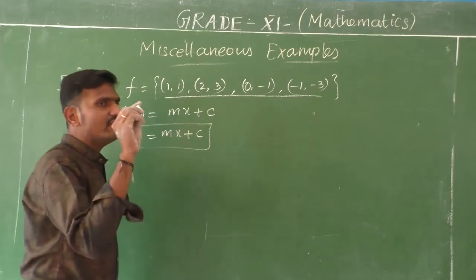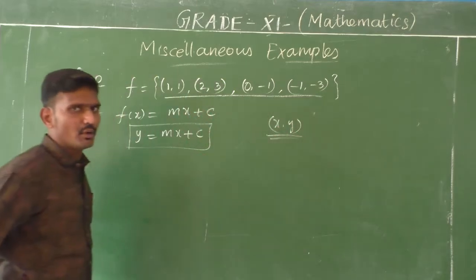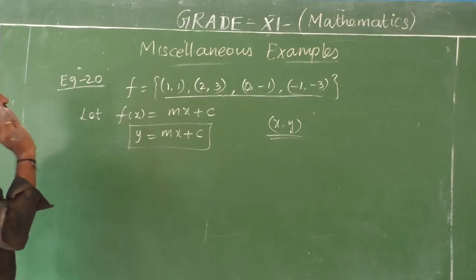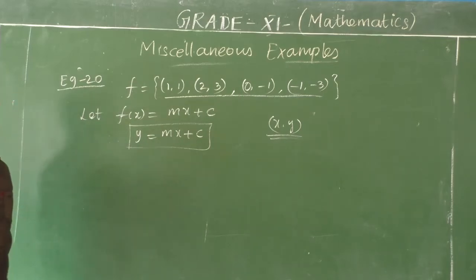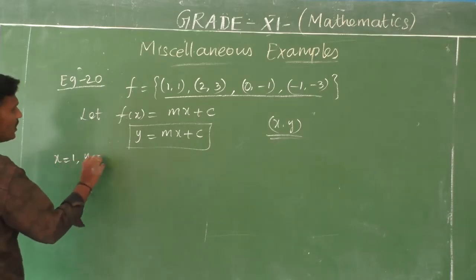Each ordered pair is denoted by x comma y. For the 4 ordered pairs, take any 2 ordered pairs to find the values of m and c. Suppose I am taking the first, x equal to 1 and y also 1.